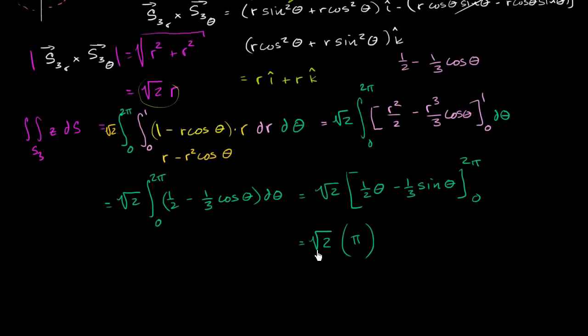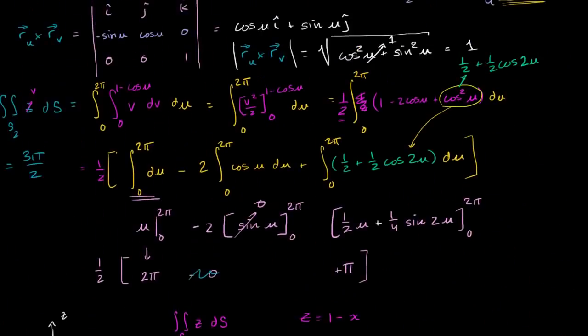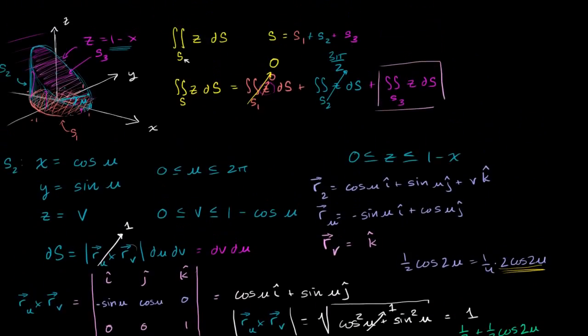The surface integral over surface 3 is square root of 2 pi. And we are done. So this part right over here is root 2 times pi. So this entire surface integral that we started like 80 videos ago evaluates to: the orange part evaluates to 0, the blue part 3 pi over 2, and the magenta part is square root of 2 pi. So we're left with 3 pi over 2 plus square root of 2 pi as the value of our original surface integral.